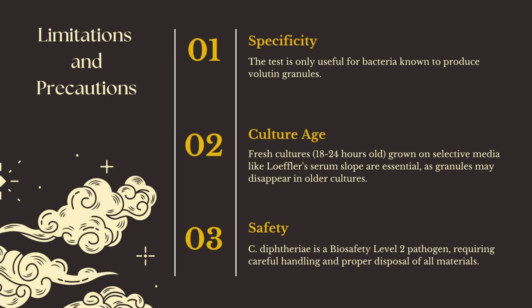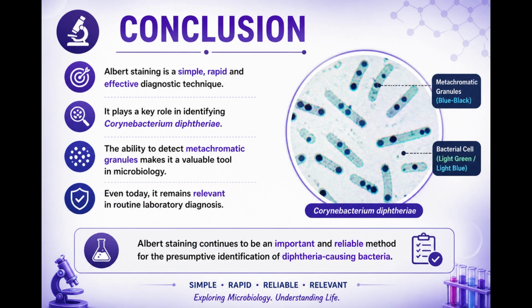To conclude, Albert staining is a simple, rapid, and effective diagnostic technique. It plays a key role in identifying Corynebacterium diphtheriae. The ability to detect metachromatic granules makes it a valuable tool in microbiology. Even today, it remains relevant in routine laboratory diagnosis.